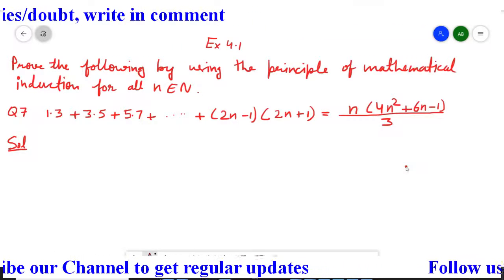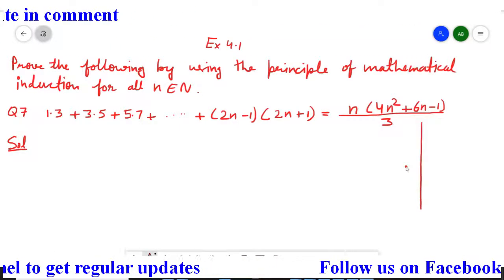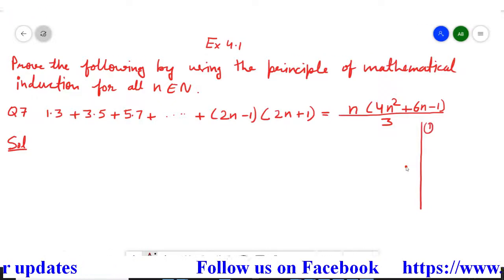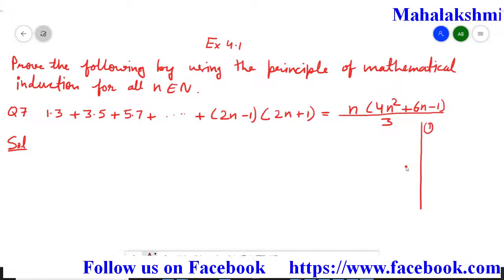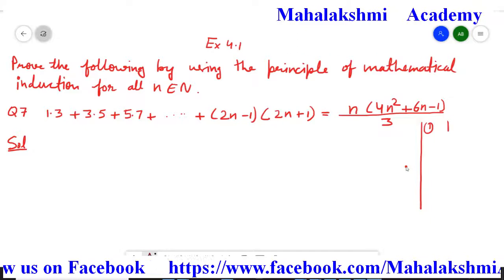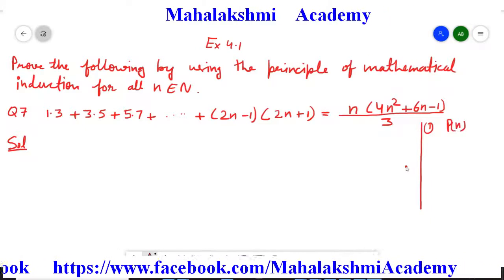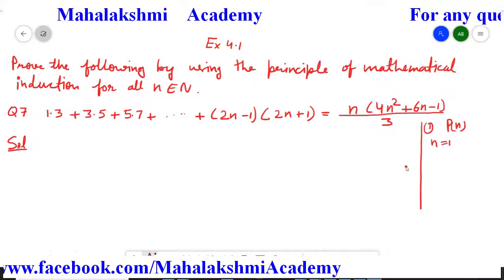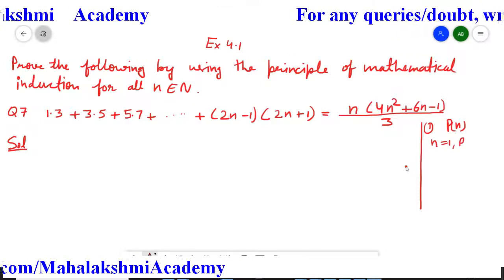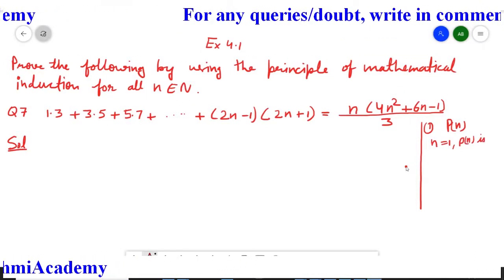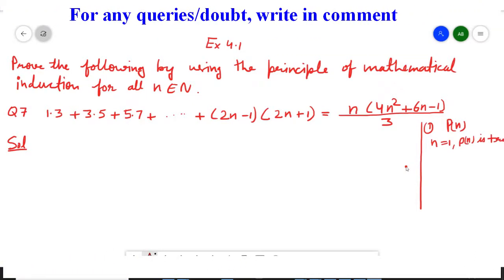So the steps are: the first step is we are going to assume the given mathematical statement as Pn, and for n equal to 1 we have to prove that Pn is true. So this is our first step.